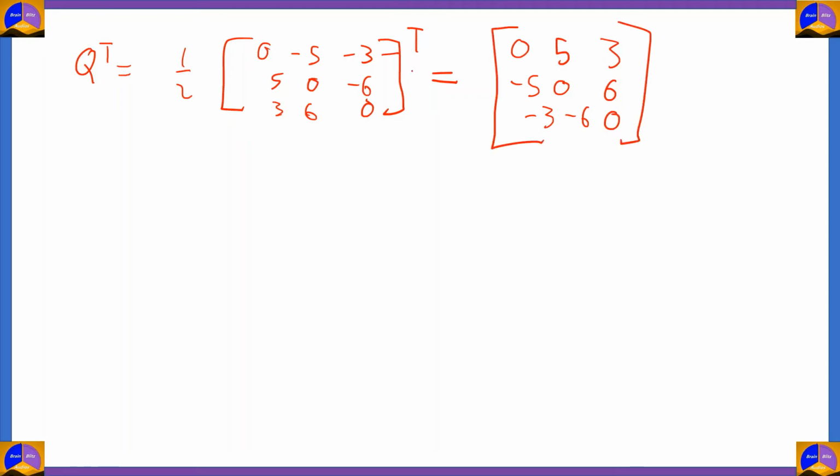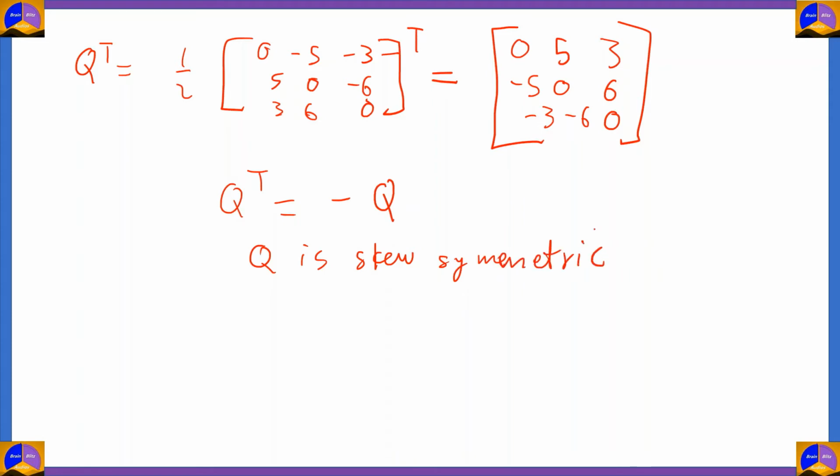So if you look here, both of the matrices are the same, but the signs of the elements are interchanged. So what this means is that Q transpose will be equal to minus Q, which means Q is skew-symmetric. So the matrix Q is skew-symmetric. Now what we do is we add P and Q.